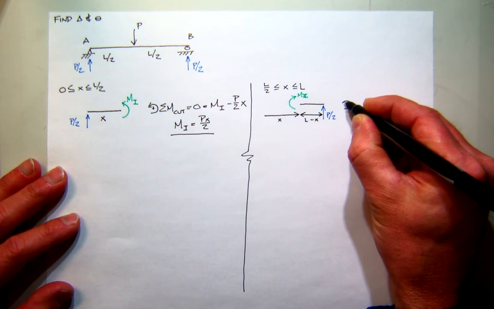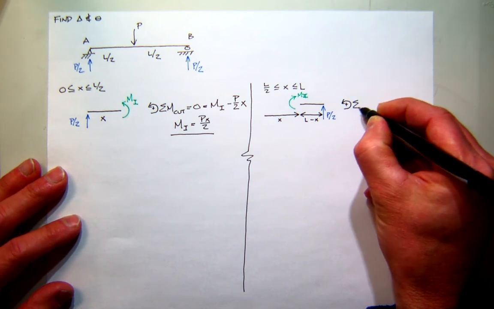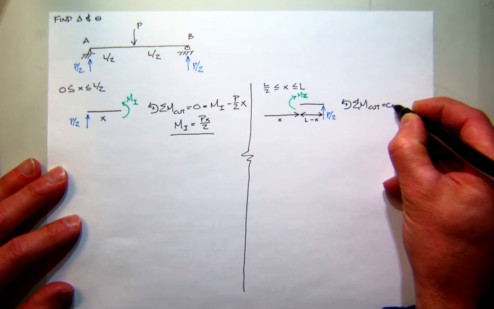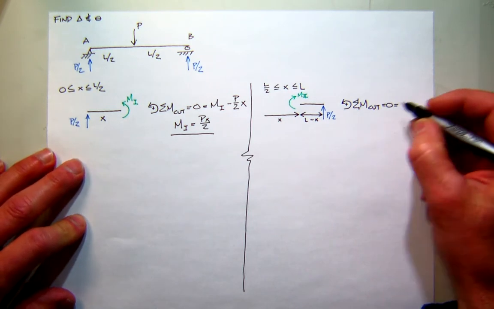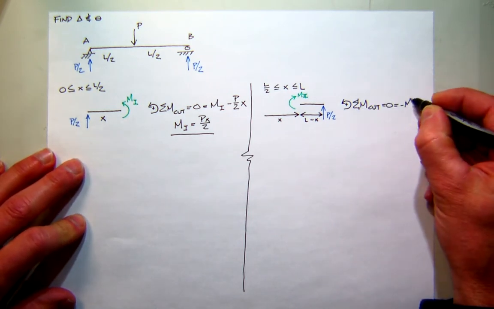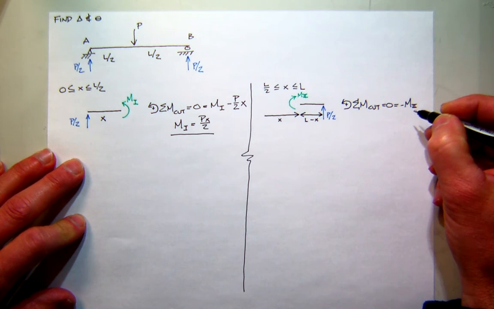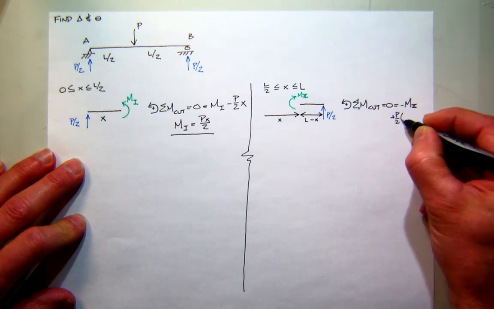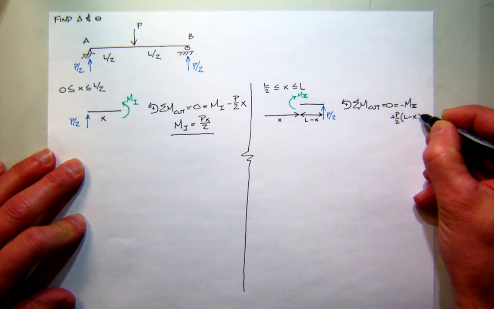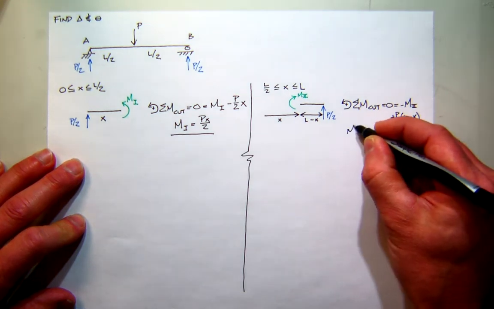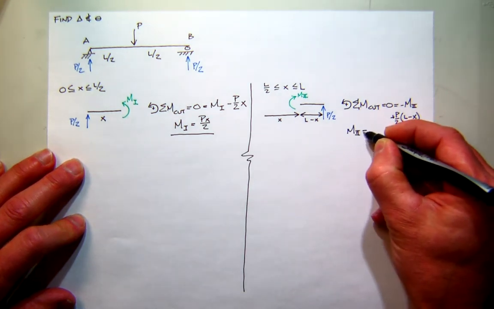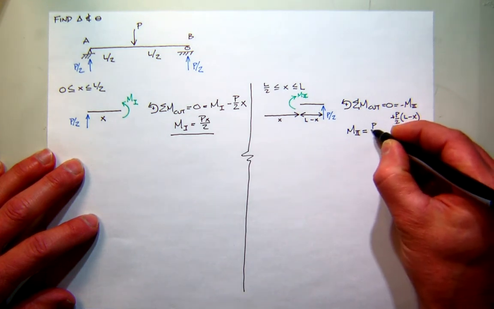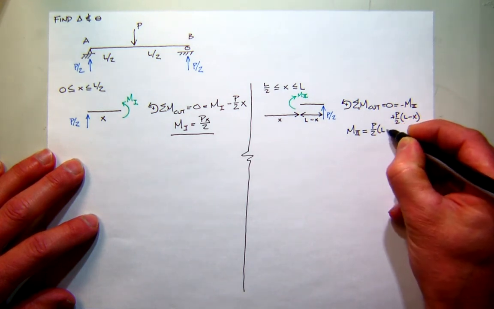So again, when I sum moments about the cut, I'm using the right-hand side of that cut. I'll have my moment at 2 creates negative moment, and then I'll have plus P over 2 times L minus x. So the moment in the second section is just going to be P over 2 times L minus x.